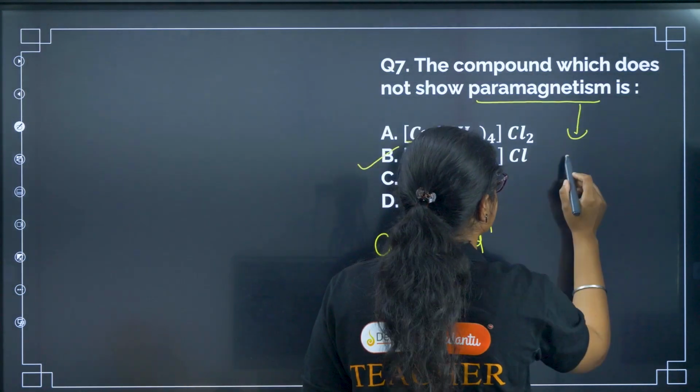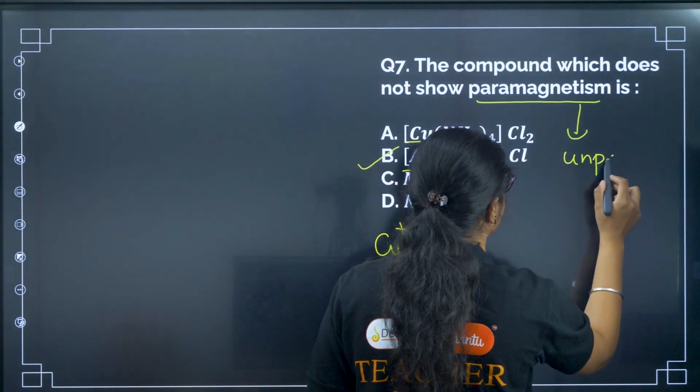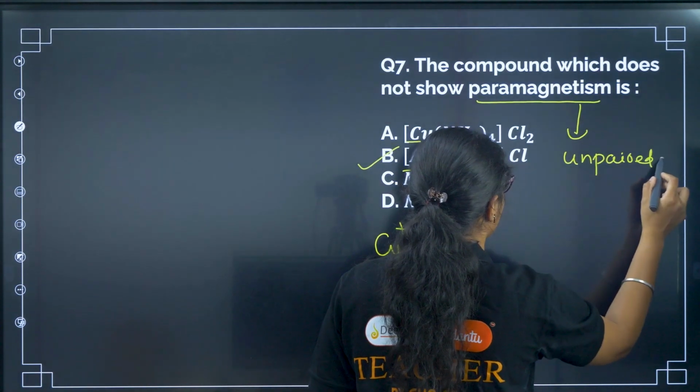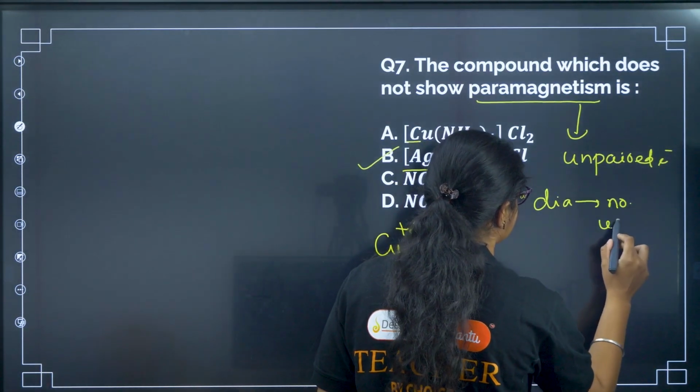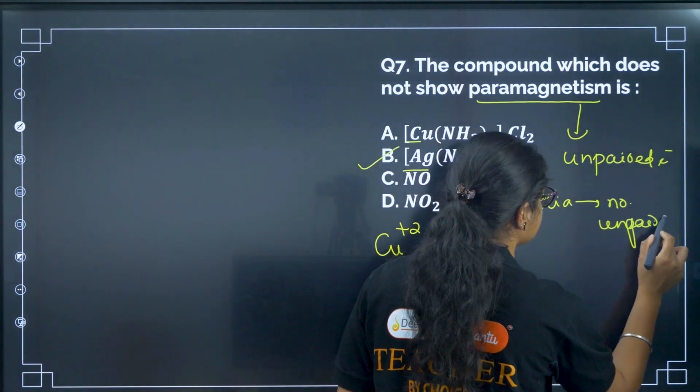So what is paramagnetism? When unpaired electrons are present. And the opposite one, diamagnetism, is where no unpaired electrons are present. Okay, these are basic definitions.